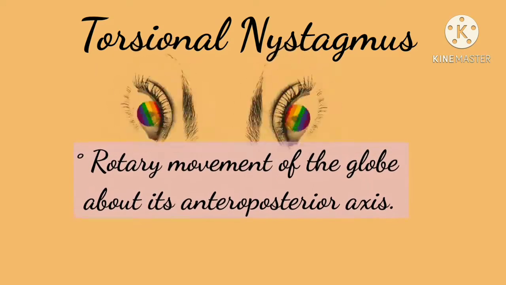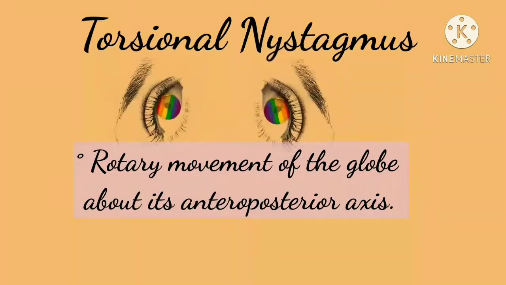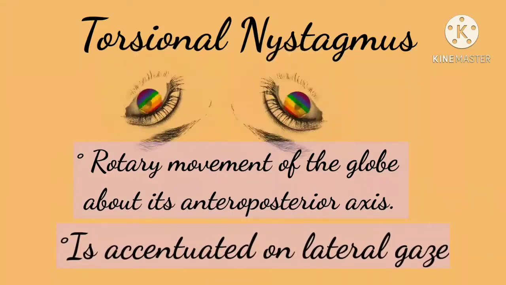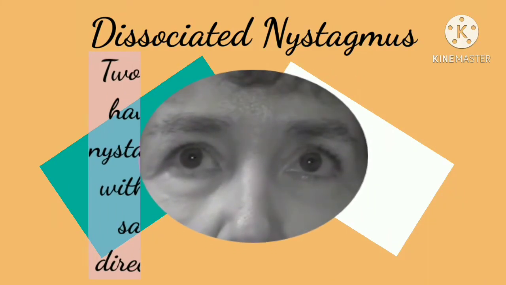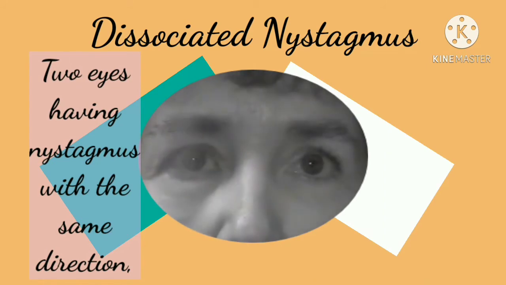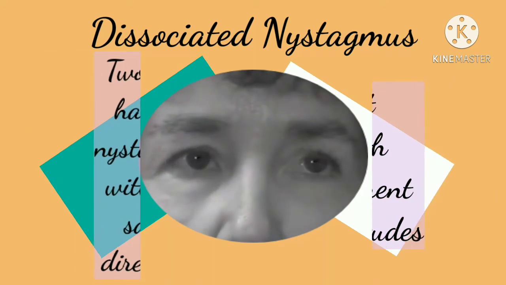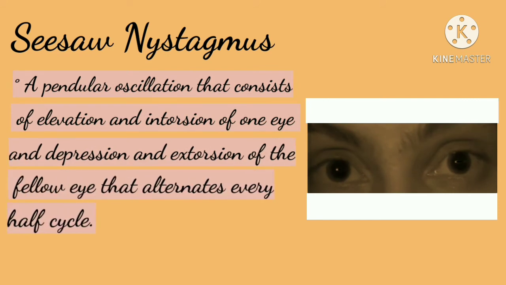Torsional nystagmus. It refers to a rotary movement of the globe about its antero-posterior axis. Torsional nystagmus is accentuated on lateral gaze. Dissociated nystagmus. It refers to the two eyes having nystagmus with the same direction but with differing amplitudes. Seesaw nystagmus. It is a pendular oscillation that consists of elevation and intorsion of one eye and depression and extorsion of the fellow eye that alternates every half cycle.